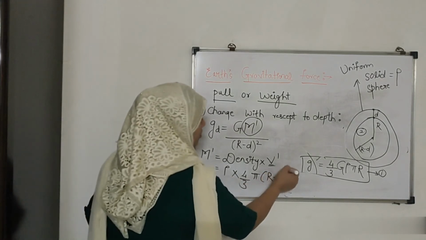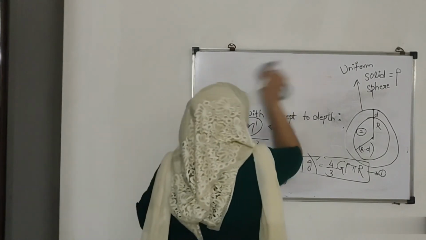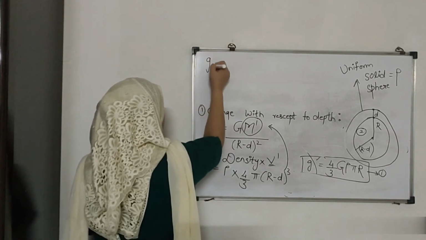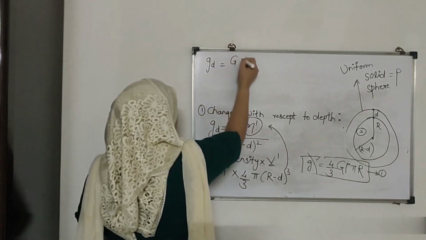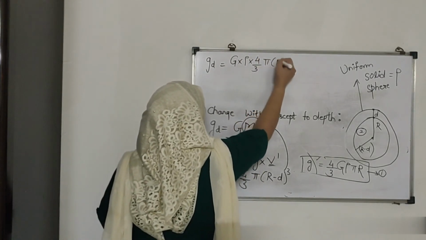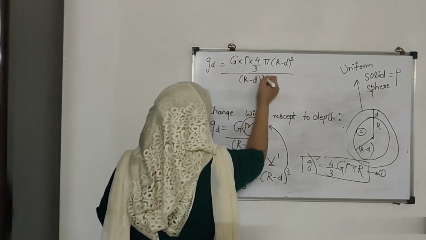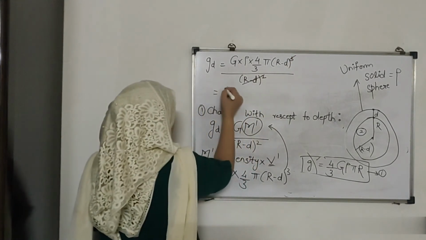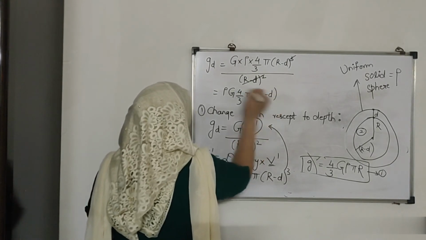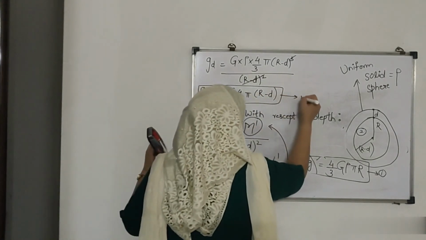Now let me substitute this into this equation. What do I get? g_d is equal to G, now this becomes rho 4 by 3 pi (r minus d) the whole cube upon (r minus d) the whole square. So only this is left: 4 by 3 pi (r minus d). Okay, this is my g_d. Now I am putting this as equation 2.